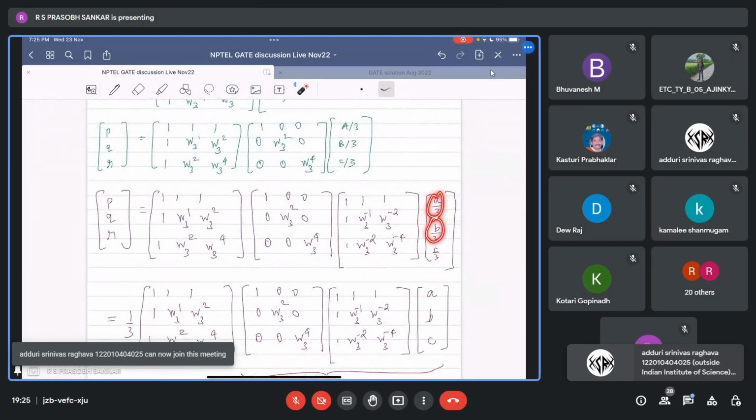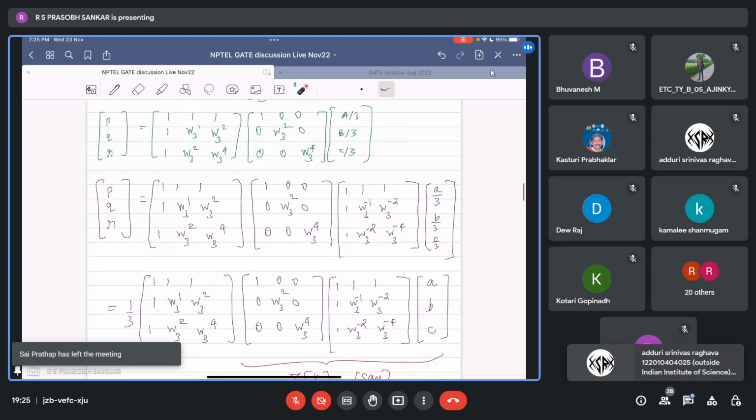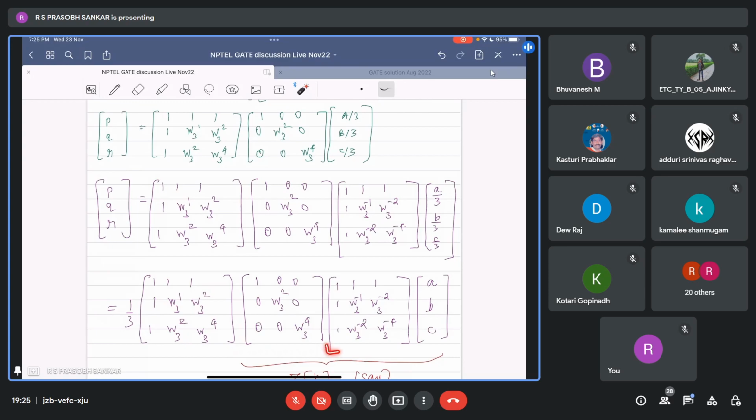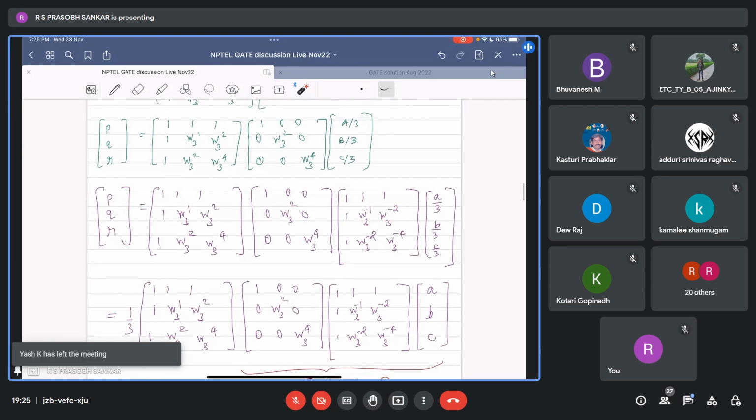So there's a 1 by 3 common here. I'm just pulling it out, writing it here. I have PQR to be 1 by 3 times some matrix times another matrix times one more matrix times ABC. So what is the question? We need to find the relation between PQR and ABC. So what should we do?